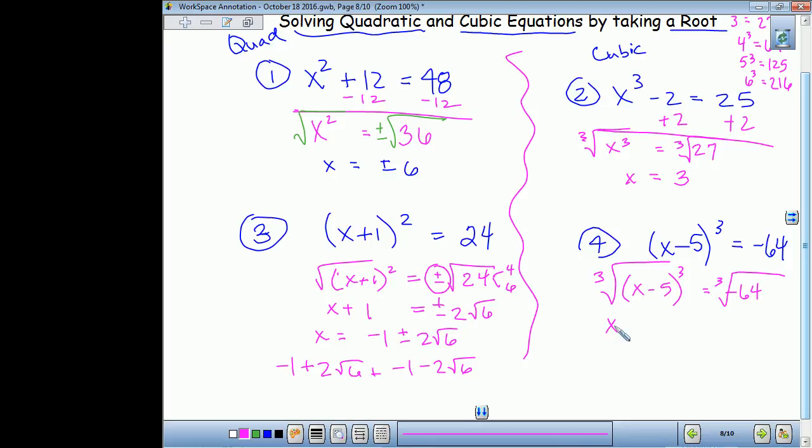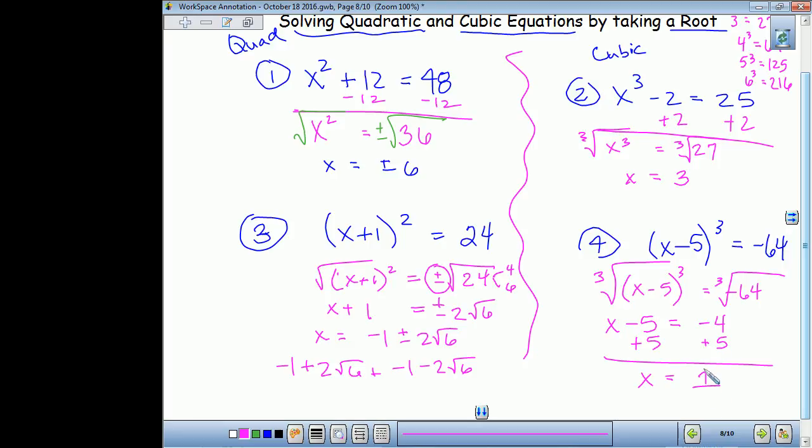And when I do, I get x minus 5 equals, what is the cubed root of negative 64? Negative 4. So this time I only get one answer. And this does combine. These are like terms. X equals 1. I can add those together.